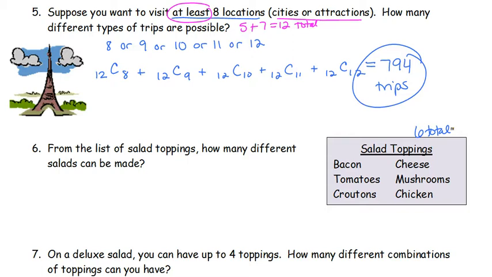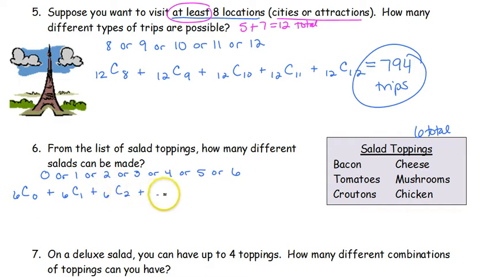There's no restrictions, so we could have 0 toppings, or 1, or 2, or 3, or 4, or 5, or 6. So if we do this the long way, we've got 6 choose 0, 6 choose 1, and we are adding those together, all the way until we get to 6 choose 6. So we could either have no toppings on our salad, or we can have all 6 toppings on our salad. When we enter this into our calculator, we are going to get a total of 64 different salads.